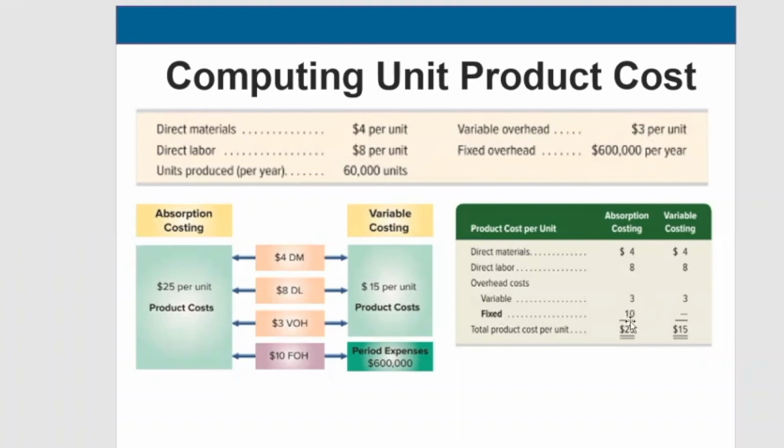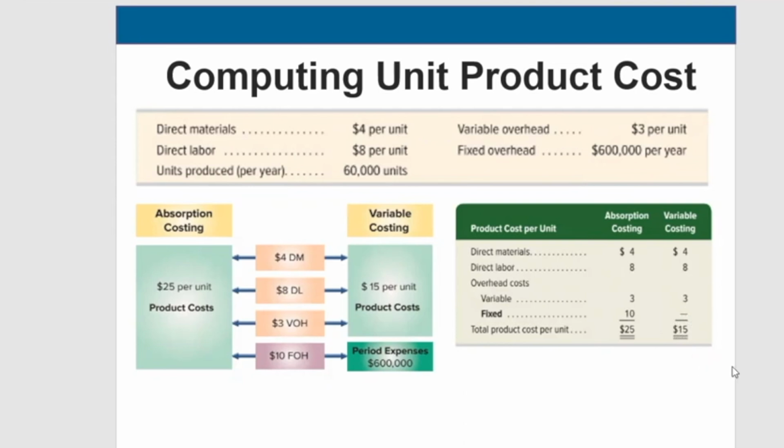Now, under absorption costing, product cost would be calculated as per coffee pot, $4 for materials, $8 per labor, variable overhead $3, which was all given to you. And then fixed overhead, $10 per coffee pot. And that's just simply the total fixed overhead of 600,000 divided by the number of coffee pots, because we're trying to get the per unit cost to make a coffee pot. So under this scenario, we want to charge at least $25 per coffee pot, or preferably a lot more to make a good, nice profit, right? Under variable costing, we just leave out the fixed cost. So we come up with $15 per coffee pot.